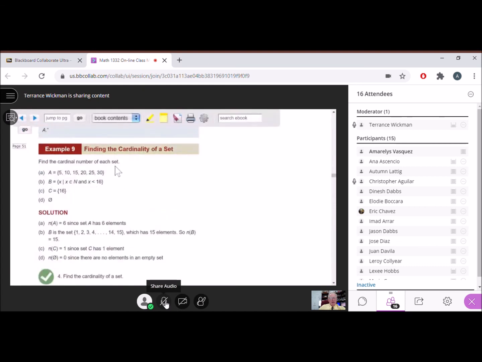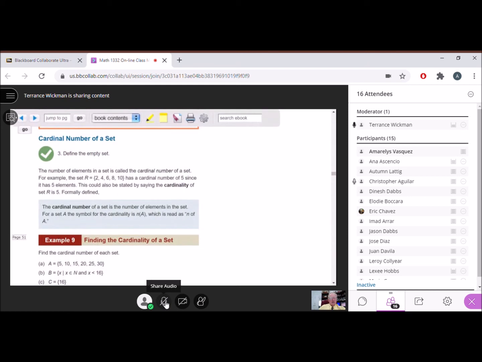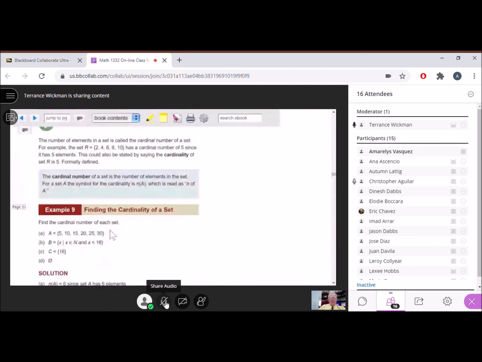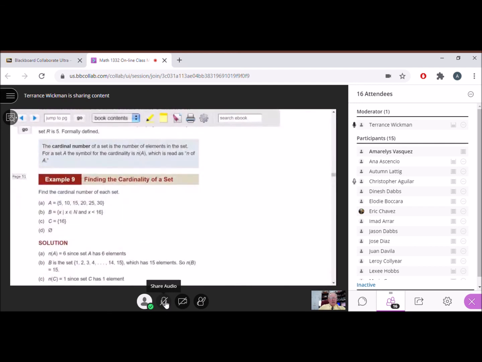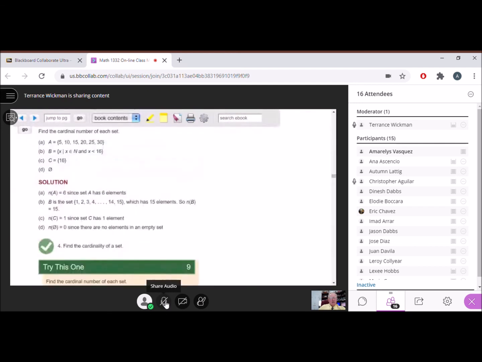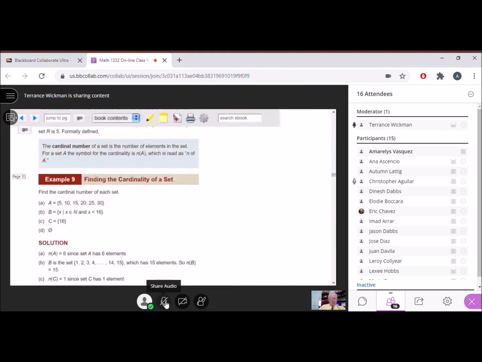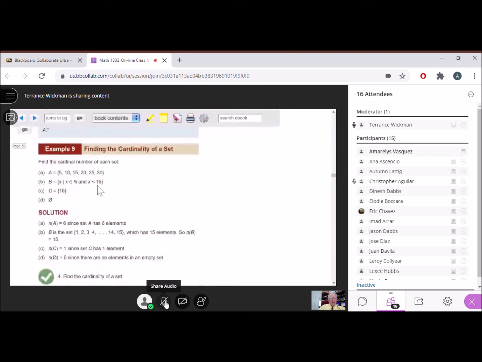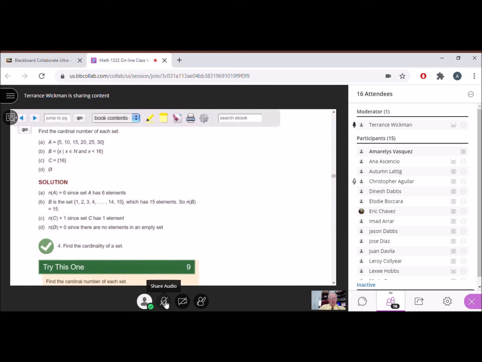Number 9, the cardinality of a set. Now we need to read this. The cardinality number is the number of elements in the set. For a set A, the symbol for the cardinality is read as N of A. Find the cardinality of each set. Well, look, how many are there? 1, 2, 3, 4, 5, 6. 6, since it has 6 elements. That's the cardinal number. Okay, X is less than 16. It's a natural number, so it's got to be 15. And there it is. B is 15.